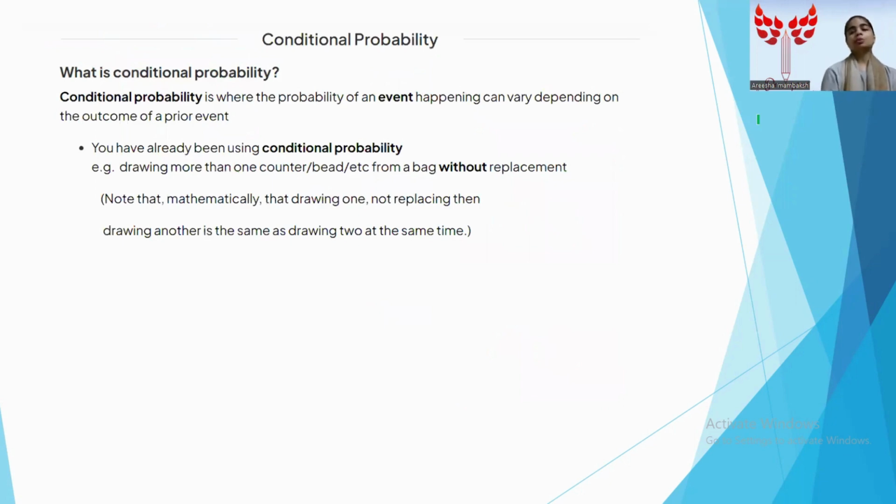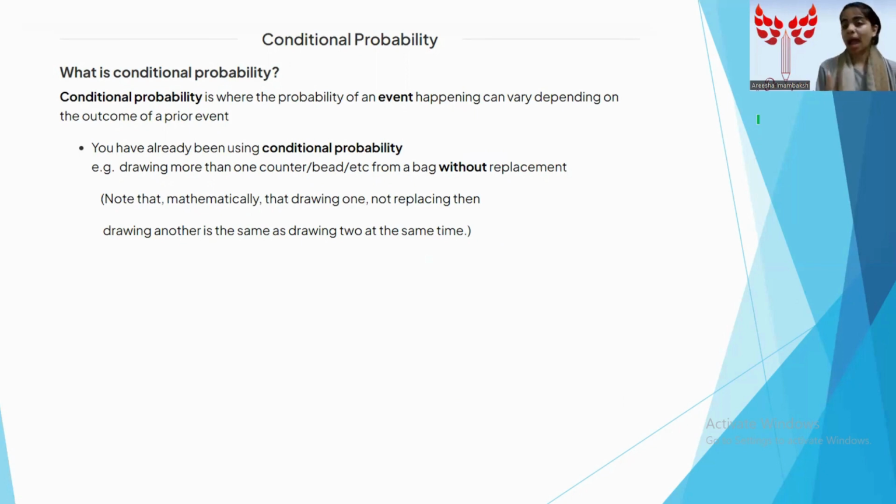Okay. Now we will move towards the next topic, and the next topic is conditional probability. Conditional probability is where the probability of an event happening can depend on the outcome of a prior event, right? Let's discuss an example.